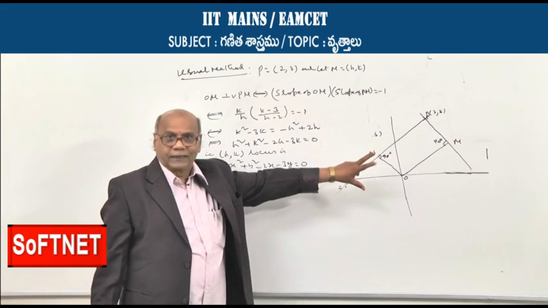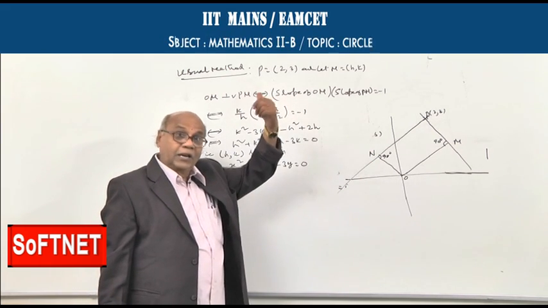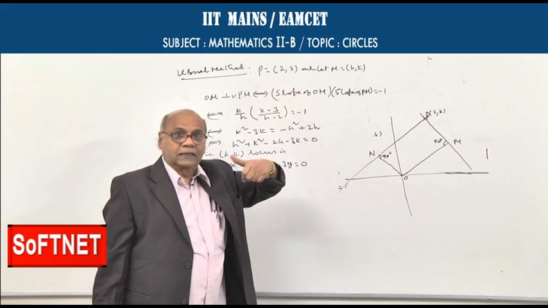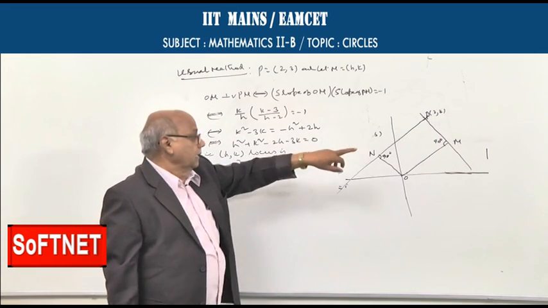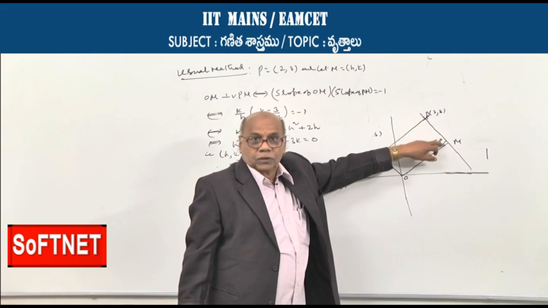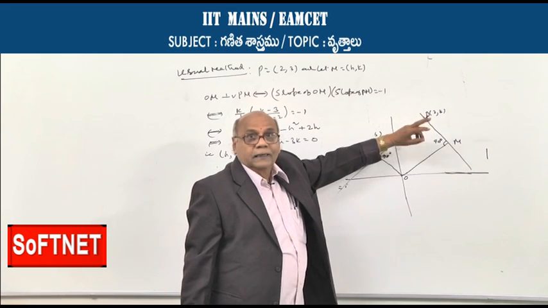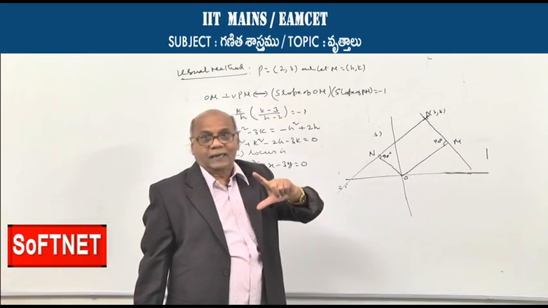This is the traditional method, and the shortcut uses geometry, that is, a complete knowledge of the geometry, because M is perpendicular, so this is a right angle triangle. So for that right angle triangle, this M is lying on the circle with OP as a diameter.